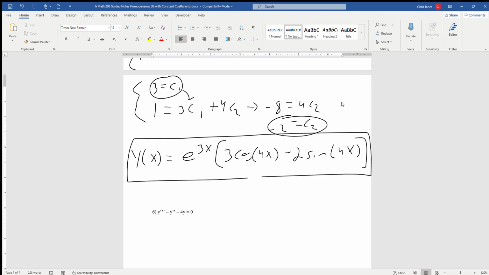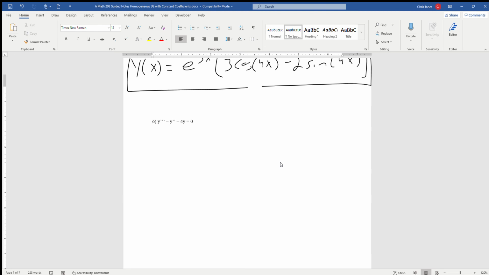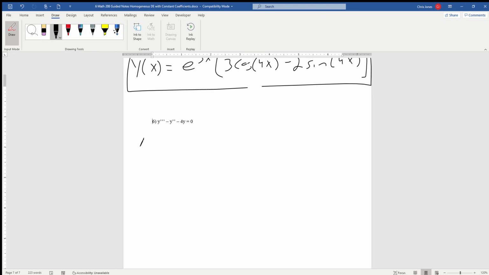One final example, and this one is a little bit sneaky by the way it looks. So we have y triple prime minus y double prime minus 4y is equal to 0. All right. So we're going to have to start by using the characteristic equation, just like we've done with the other problems. So that's going to be m cubed minus m squared. And I'm just going to put in a plus 0m minus 4 is equal to 0.